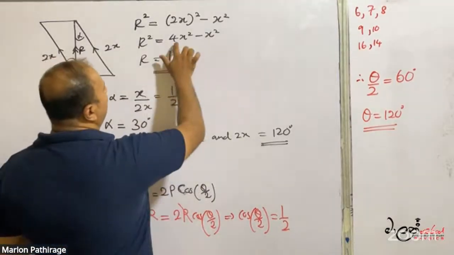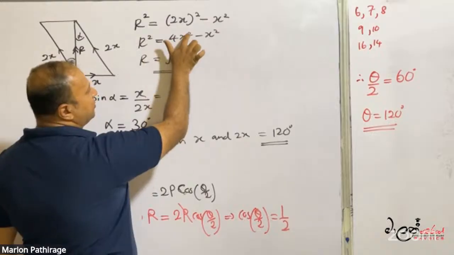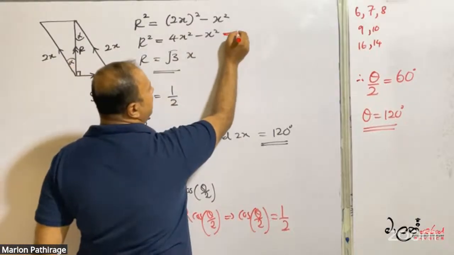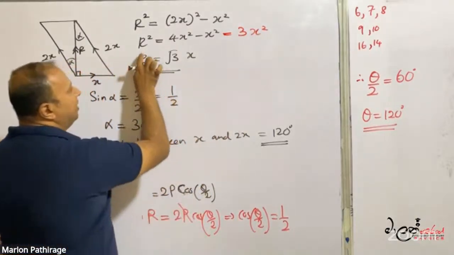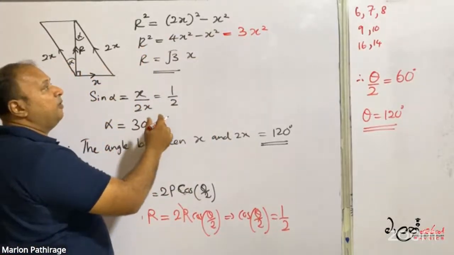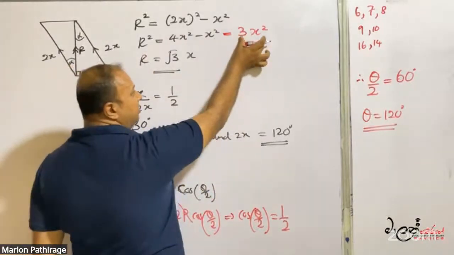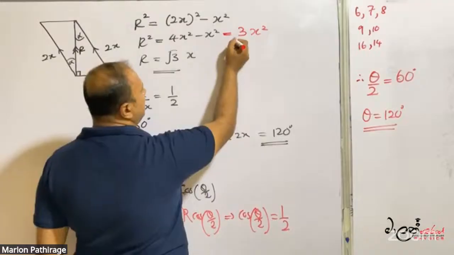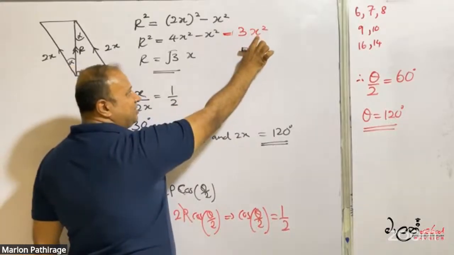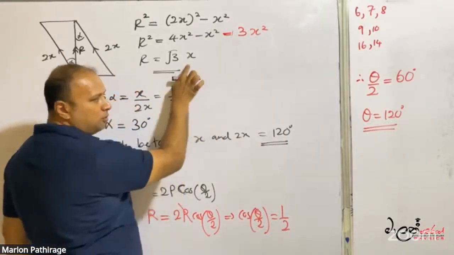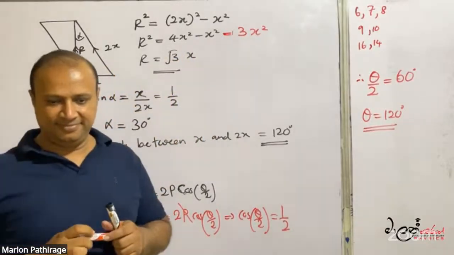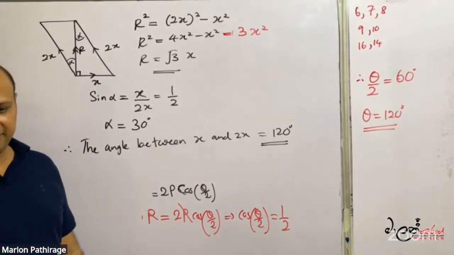This one is 4x squared. 2x squared means 4x squared, minus x squared. 4x squared minus x squared means 3x squared. R squared is equal to 3x squared. Therefore, to take R, you have to take the square root of this. The square root of x squared is equal to x. Square root of 3 means root 3. Is that clear?